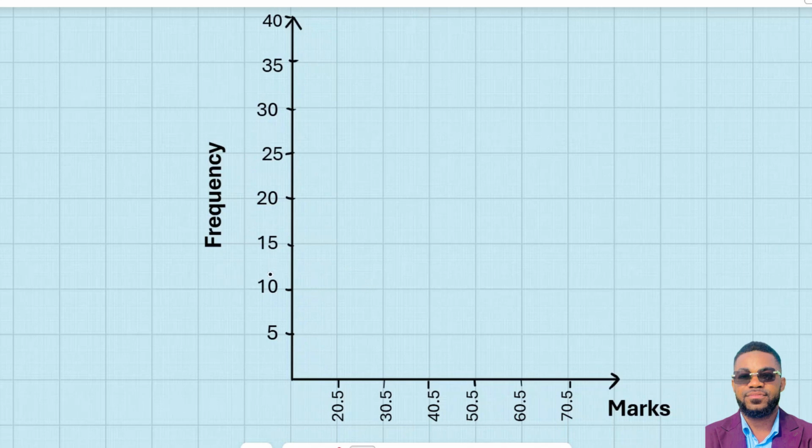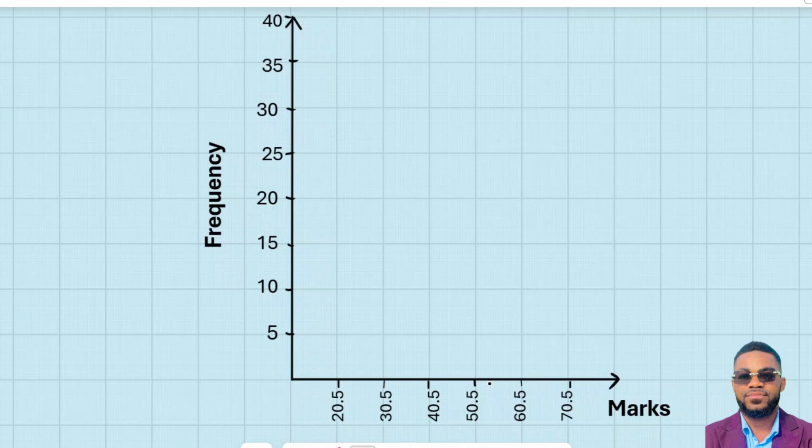So in this case, I've chosen this scale, depending on the frequency that we had in the frequency distribution table. So you can see that if I use this scale, it is going to help me a lot with the frequencies. So we have 5, 10, 15, 20, 25, 30, 35, 40. So always you have to choose a suitable scale to be able to represent all the data on a graph.